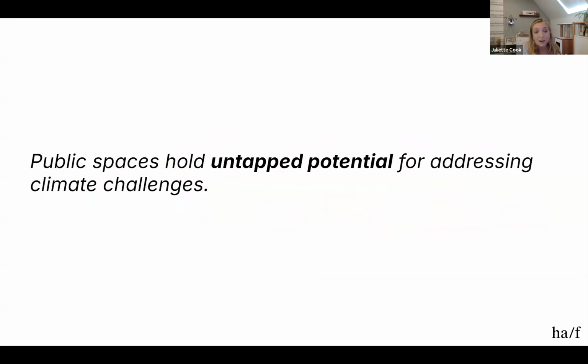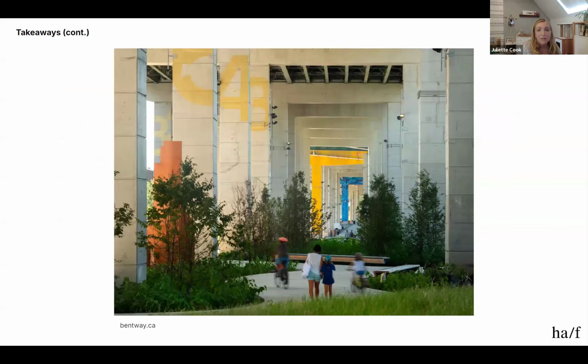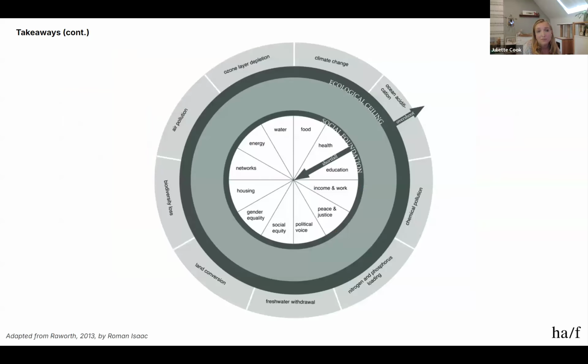And so through these various projects, I hope that you have learned that public spaces hold untapped potential for addressing climate challenges. As with buildings, carbon reducing strategies include incorporating bio-based materials, prioritizing reuse, designing for long-term durability, generally using less stuff. By focusing on the embodied carbon of materials and the potential for carbon sequestration in landscape design, public spaces could be transformed into carbon sinks.